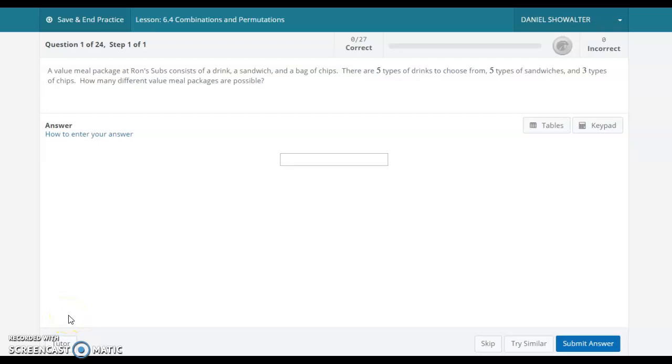I'm going to go through several questions here fairly quickly. What I suggest you do is pause each one at the question, read it, try to think how you might approach it, and then unpause it.